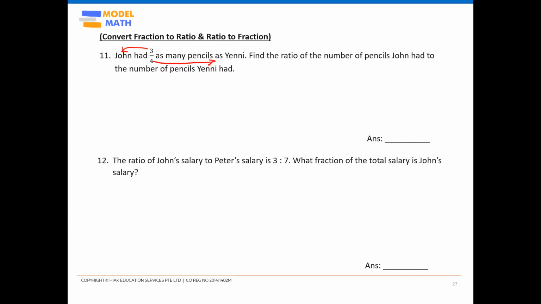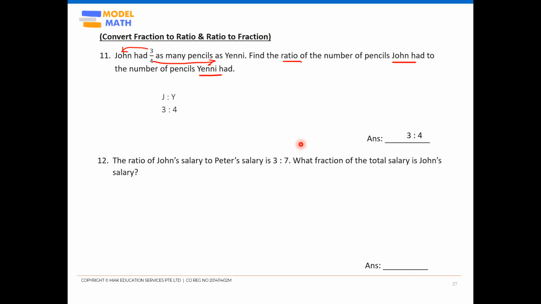Okay, so now the question is asking for the ratio of John to Yenni. So remember to write down your title of ratio, J to Y first. And we already know the respective units that belong to each person from this sentence. So simply 3 is to 4. And that's our simplest ratio, so that will be our answer.